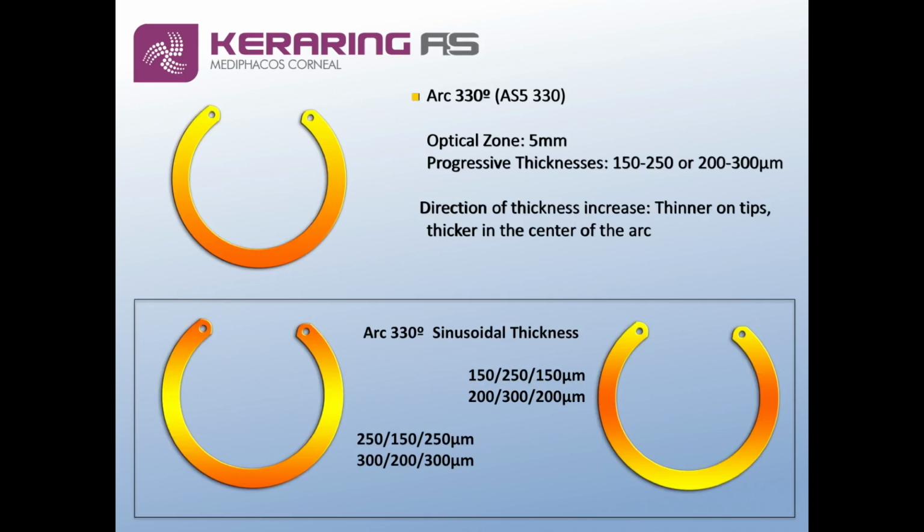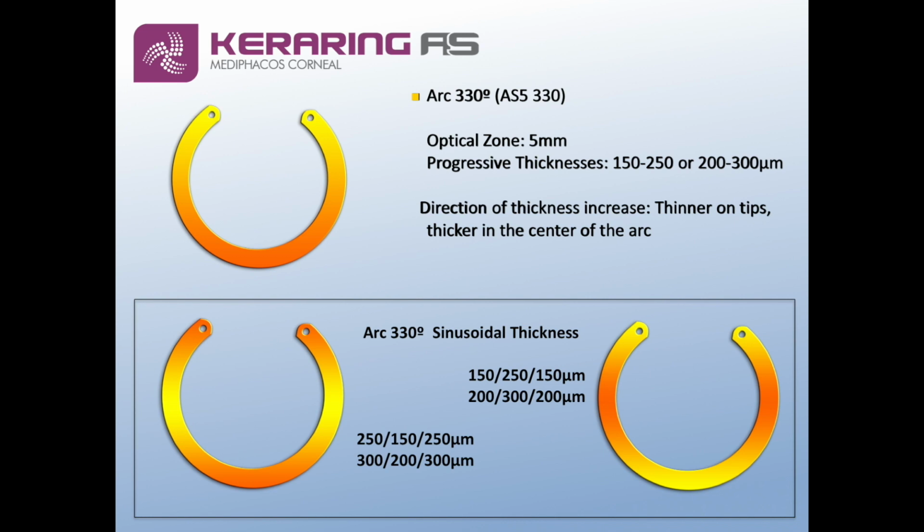The new version of the asymmetrical ring, 330 degrees, is added to the asymmetrical ones. It is also 5 mm, therefore its optical area is 5 mm, even if it's actually 5.7 mm, and the characteristic of this ring is increased thickness, moving from 150 to 250 or from 200 to 300 in the AS5 330 degrees version, thinner at the tips, thicker at the center of the arc.